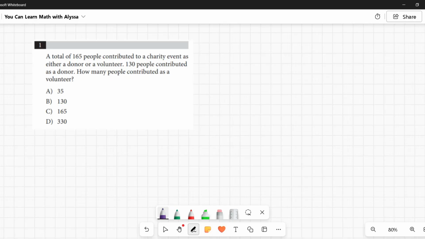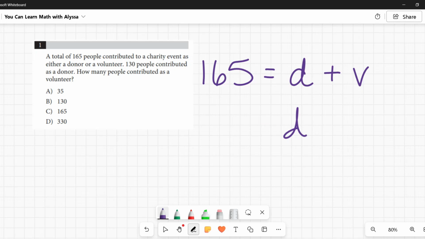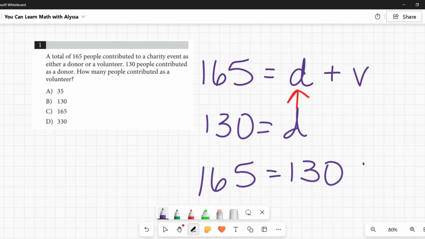If you really wanted to, you could make a little algebraic equation for this. I'm just going to write it out in case that helps people visualize it. So 165 people are either donors or volunteers. So the number of donors plus the number of volunteers equaled 165. The number of donors was 130. So how many volunteers? At that point you can say, I can put in 130 there for D. So it would be 165 equals 130 plus V.